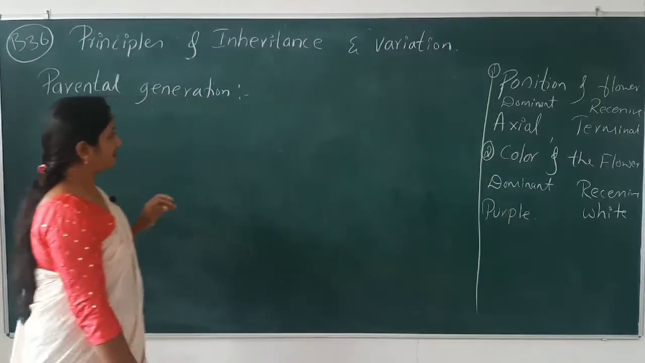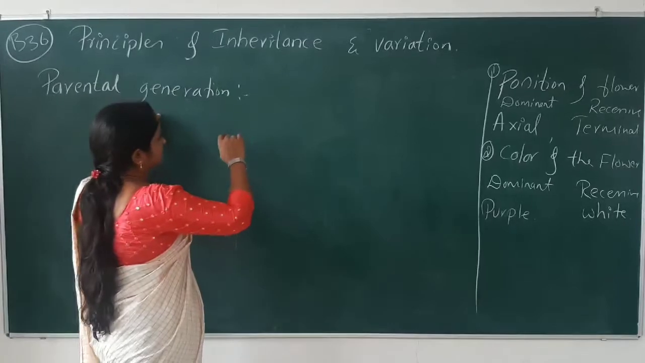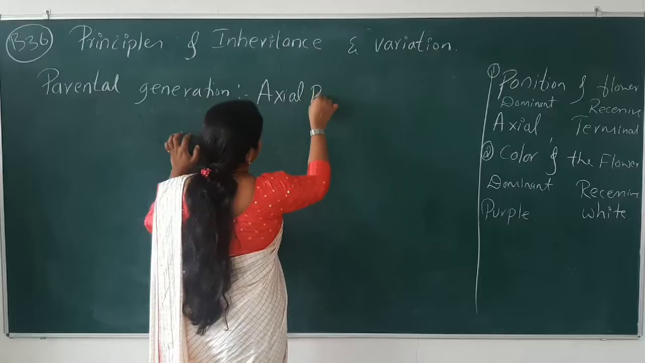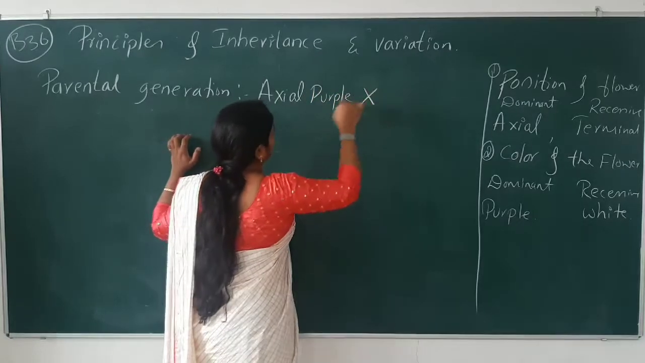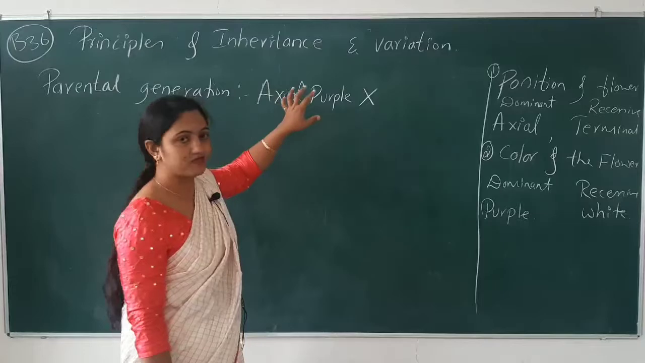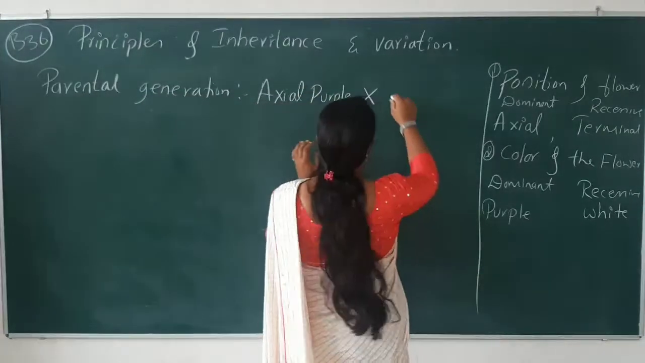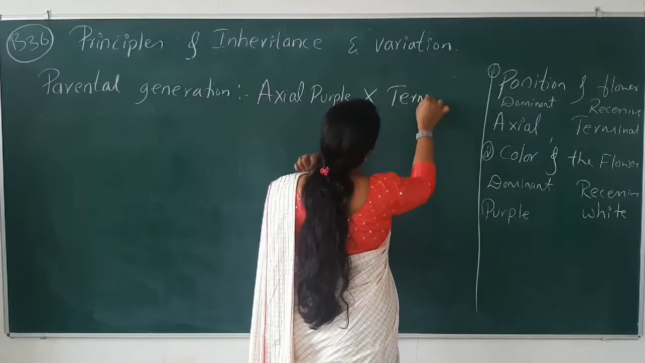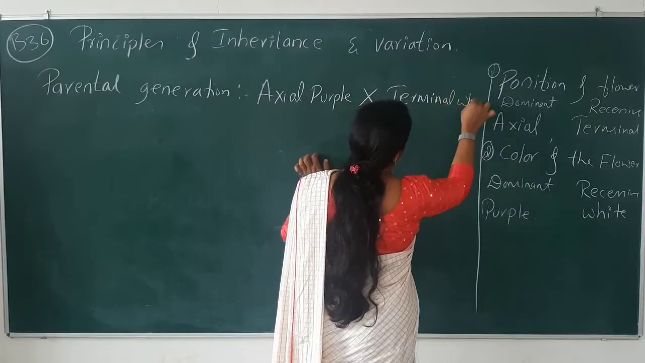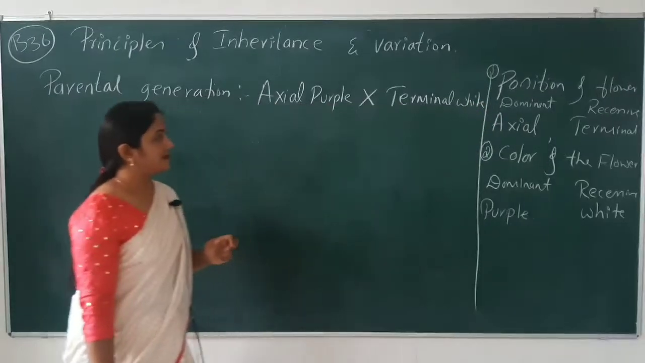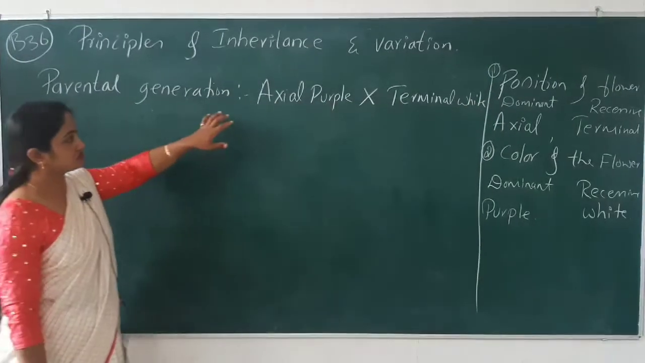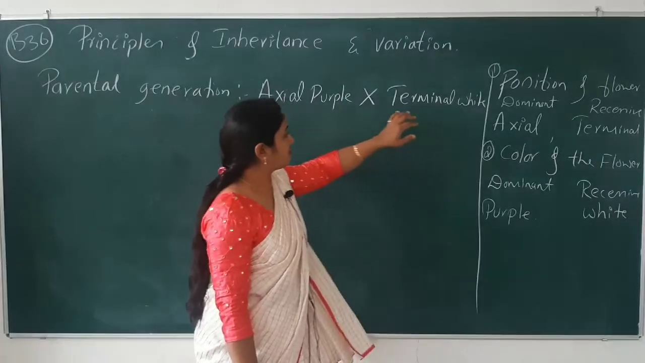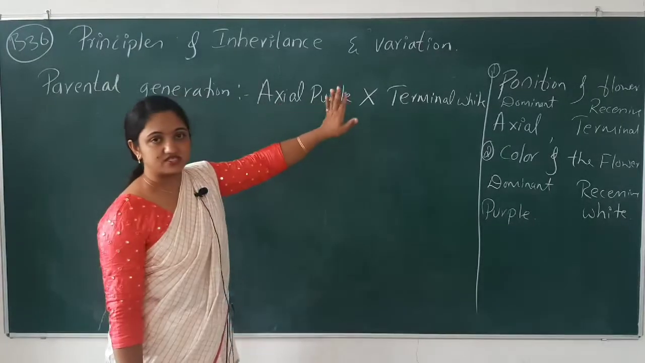Let me write that one. In the parental generation, we are going to write axial and purple. When this type of plant is crossed, or gets combined, with the terminal and white color flower plant, what will happen in the next steps? We will see one by one. Axial purple and terminal white. So this is the parental generation.